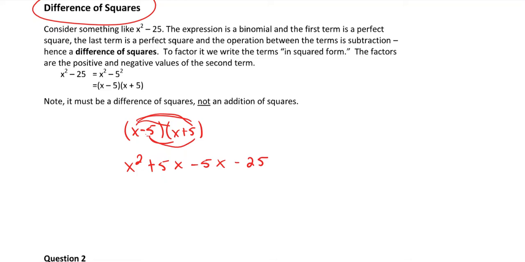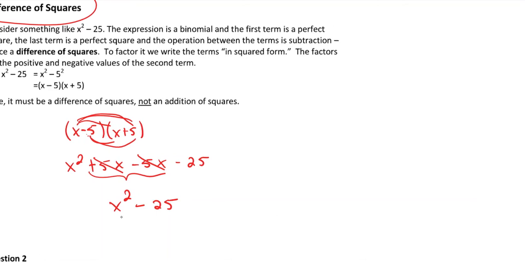So now we would collect like terms, but look what happens here. 5x minus 5x, what's that? 0, right? They just cancel each other out. Those middle terms are gone. This ends up just being x squared minus 25. Okay, so this is why this one works, is because those middle terms cancel in this situation.